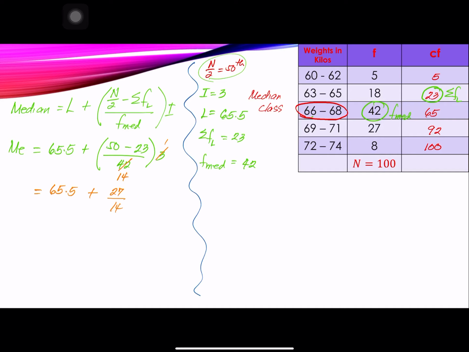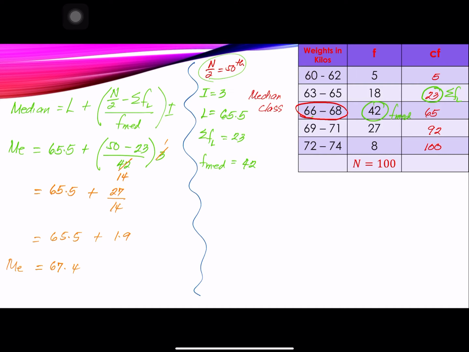You have that is approximately 1.9 something. Okay, so let's just have the approximate of that. So it's like 65.5 plus 1.9. So that gives you 67.4. And this is now your median. And if you notice, if 67.4 is in the median class, our answer is correct.